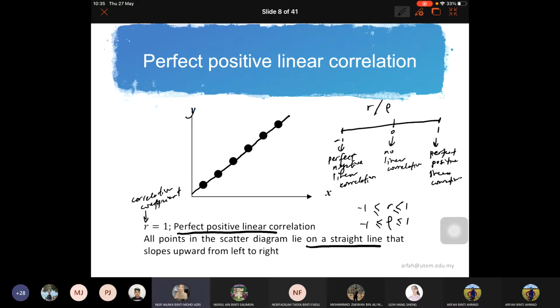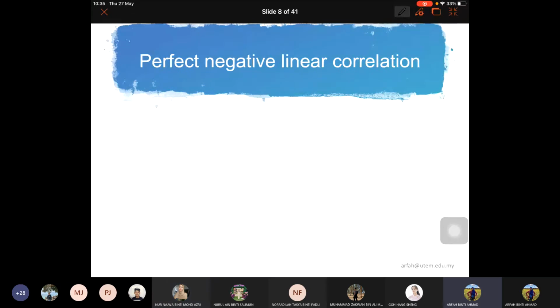Okay, so the next one we have is perfect negative linear correlation. Perfect negative linear correlation means that if you do the plotting, all the points will go downwards. It will go down like this. That is why there exists a perfect negative linear correlation. All the points fall on one straight line.